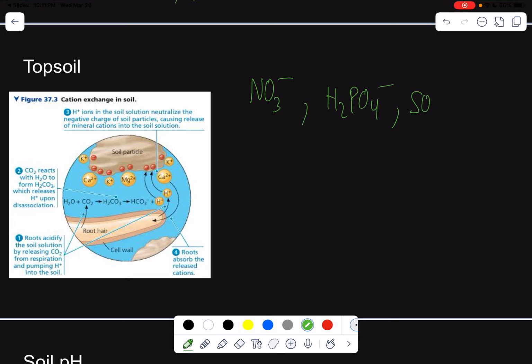and sulfate are all easily lost by leaching, where water flows through the soil. Because of the water's partial positives on the H, they easily attract the negatively charged anions, the nitrates, phosphates, and sulfates, and bring them further down into the soil. So as water flows through the soil, those nutrients will also go down, and thus the roots are less able to reach these nutrients, and thus these nutrients are easily lost by leaching.